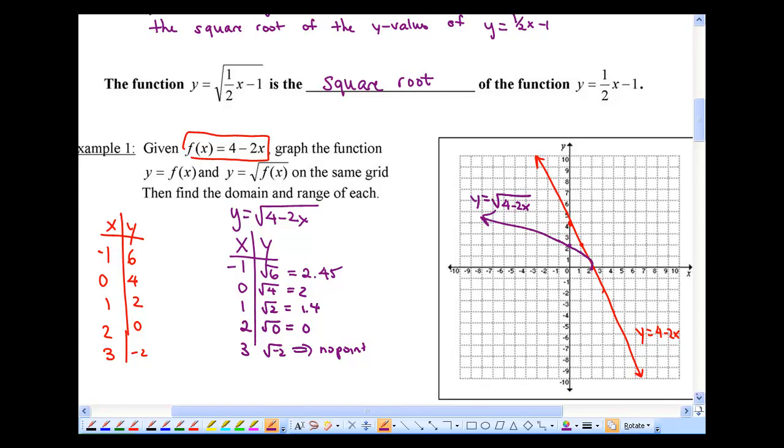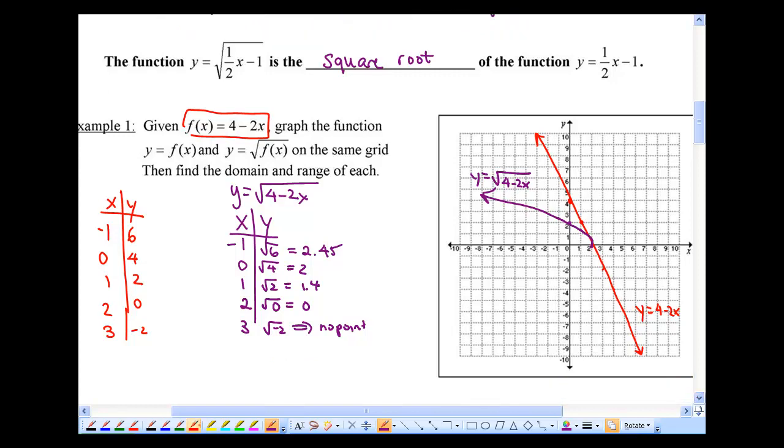Okay, well, the original one's easy. It's a line, so domain is all real numbers. Range is also all real numbers. Wait a minute, the square root function, there's a problem. It's not all real numbers anymore. It can't be negative y value, so it looks like my domain also gets restricted. X in this case seems to be less than or equal to 2. And the y value, yeah, it has to be bigger or equal to 0.